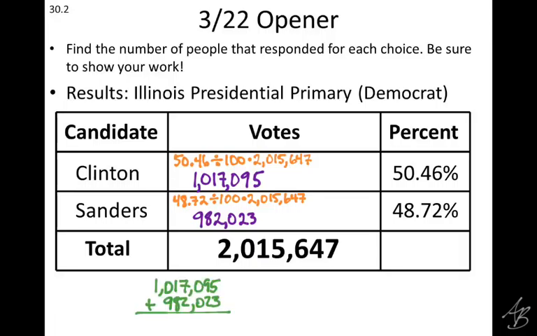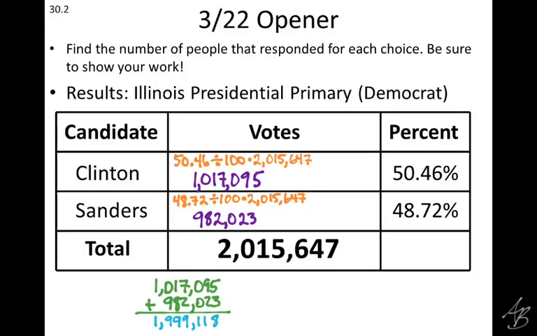So if we add those two numbers together there, Alejandro, what do we end up with? 1,999,118. All right, so we get 1,999,118. Does that mean that there's a bunch of votes missing? No. Sounds like some corruption, right? Sounds like people abstained. Okay, so actually, that's a good thought.